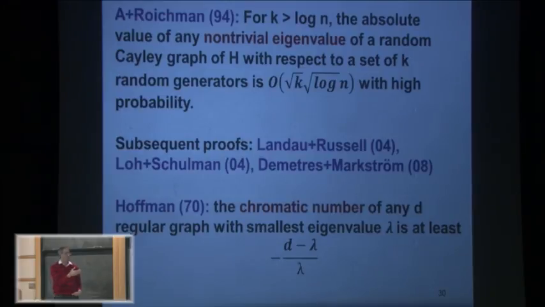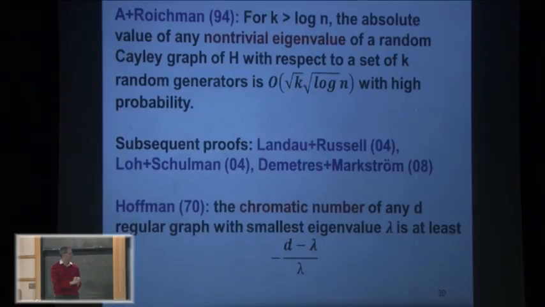Namely, the absolute value of each other non-trivial eigenvalue with high probability is at most a constant times square root k times square root log n. And there are several subsequent proofs of these results that give somewhat better estimates, or a somewhat better way to look at it. And the estimate is still the same, essentially.